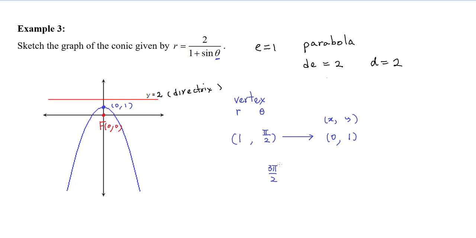Now when theta equals 3 pi over 2, r is undefined because sine 3 pi over 2 is negative 1, and 2 divided by 0 is undefined. That's why there's nothing on the negative y-axis. So we have this parabola opening downward with vertex at 0, 1. Now, since the focus is at 0, 0, that implies p is simply 1. The distance between the vertex and the focus is p.